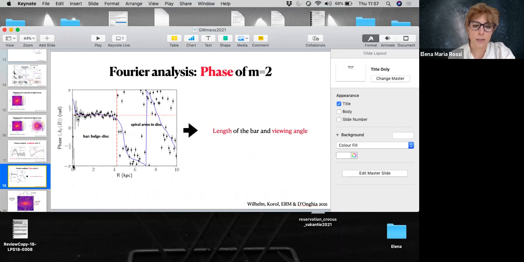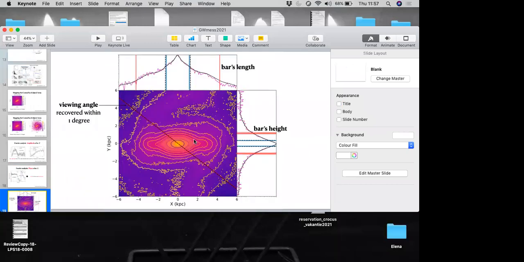So this is the phase, again, as a function of distance from the center. You see that there is a first part of constant phase. So this is the bar, which remains at a constant angle with respect to us. While here you see the wrapping of the spiral arms. So from this plot, basically we can infer the length of the bar and the viewing angle. So this is basically the result.